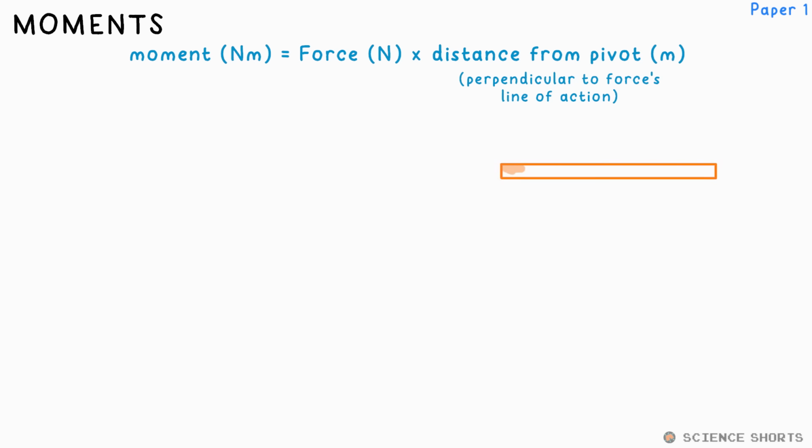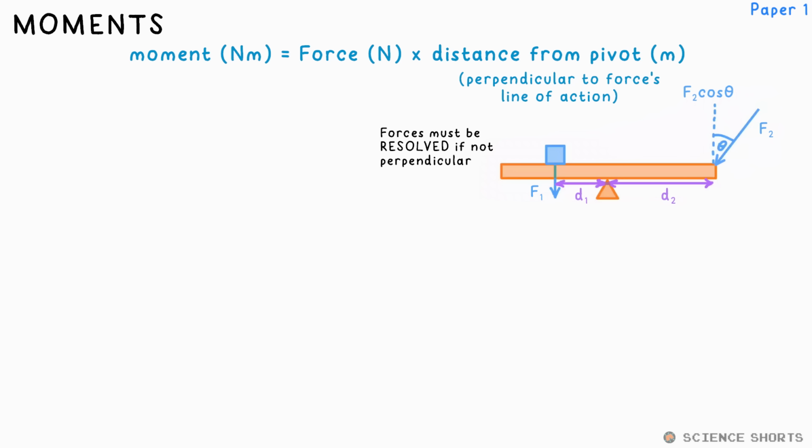A moment, or torque, is a turning force around a pivot. It's calculated by force times distance to the pivot, so its unit is Newton meters. However, it's not the same as work done, as force and distance must be perpendicular in this case instead of parallel. If they're not perpendicular, you must resolve one of them, usually the force, by multiplying by sine or cos theta, depending on what angle you're given. Again, have a look at my easy vectors trick video.